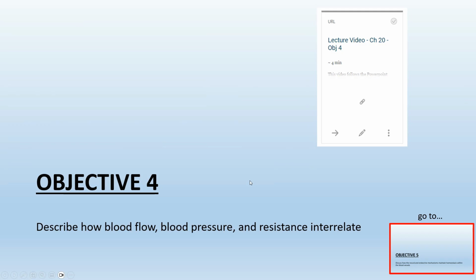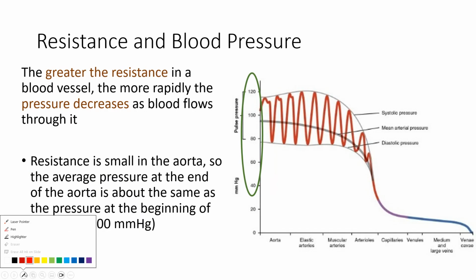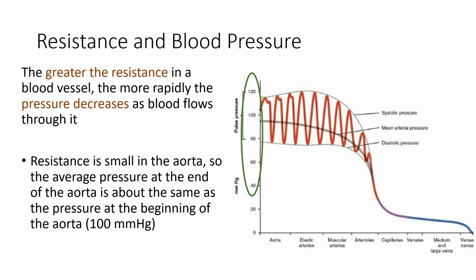Now, Objective 4, Chapter 20, is going to go over blood flow, blood pressure, and resistance and how they work together with each other. One of the things you need to know is the relationship between resistance and pressure. They are inversely proportional. So what that means is if you have a high resistance, you're going to have a low pressure. So they're going to do the opposite.